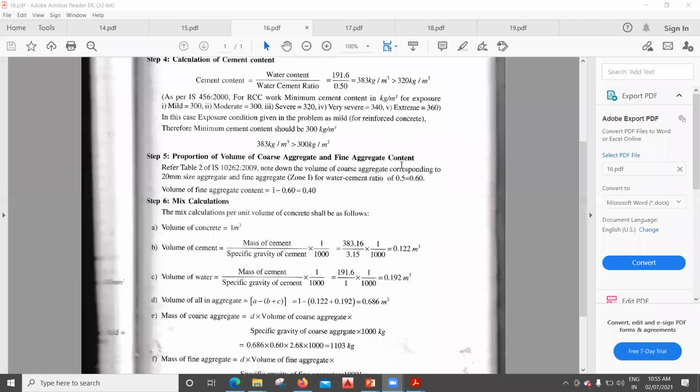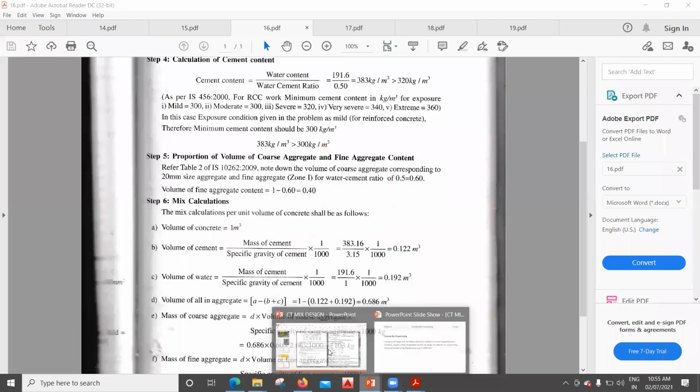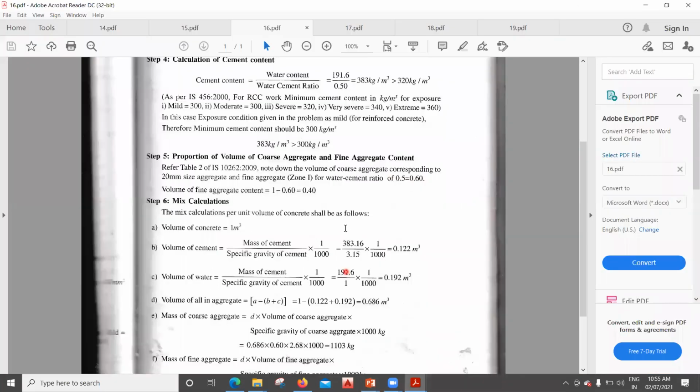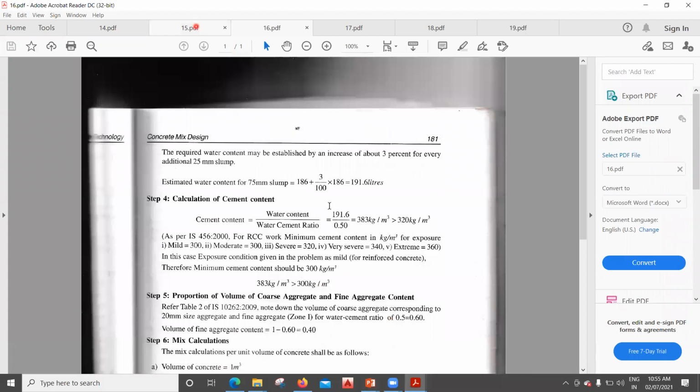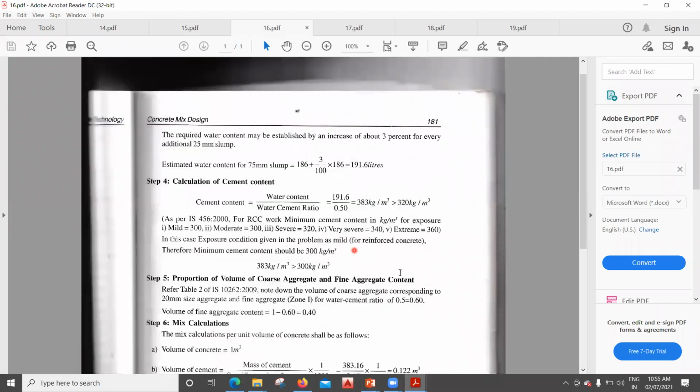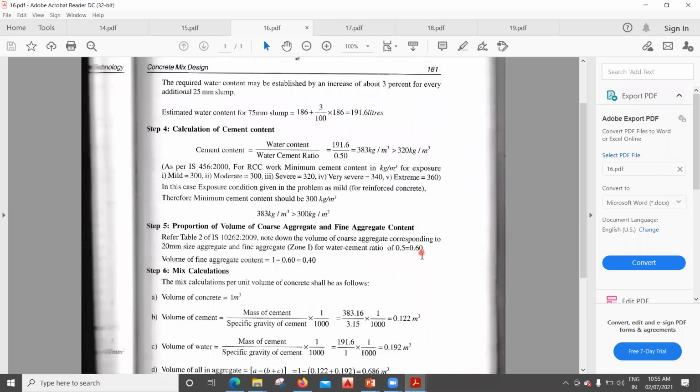Yeah, so here we don't have to do any correction factor. The reason is that this particular table is prepared for a 0.5 water cement ratio, and the water cement ratio we have adopted is also 0.5. If I go back, what we have adopted is also 0.5. So there is no correction factor to be done. Directly, whatever answer you're getting from the table, we got it as 0.60. So I'm taking 0.60 as coarse aggregate.